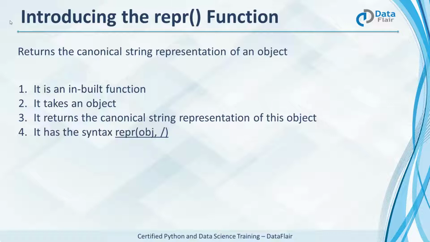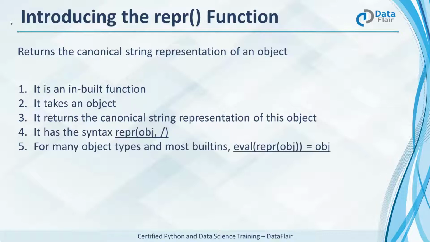This is the syntax, and it's true for many objects and most built-ins that eval of the Repr of an object is the same as the object itself. You can see that this is true for the string and integer, hello and 7.